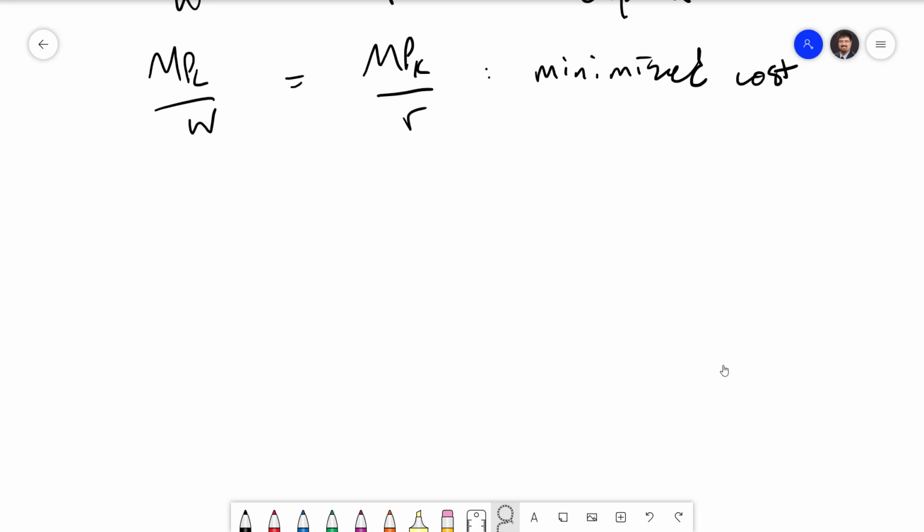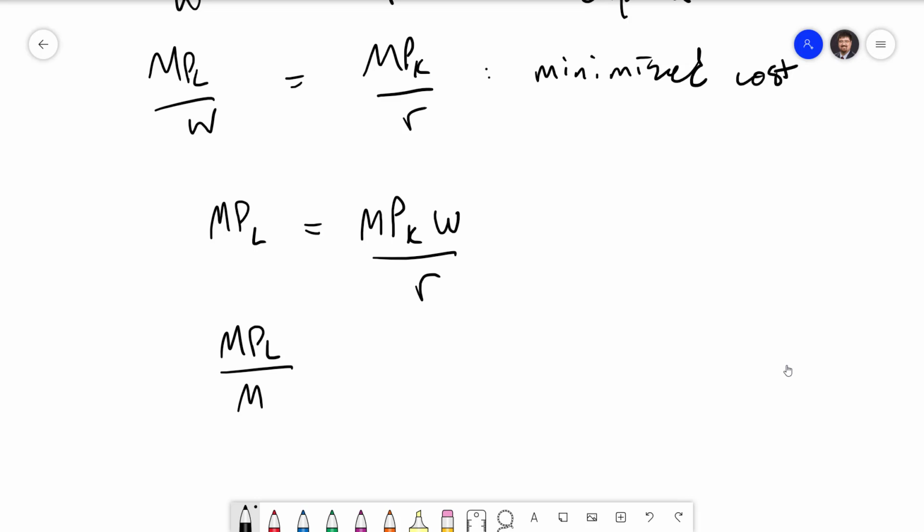So this last equation is one of our conditions for cost minimization. We can do a little bit of algebra on this by multiplying both sides by W. That's going to give us MPL equals MPK times W over R. Then we're going to divide both sides by MPK to get MPL over MPK equals W over R. This condition is the marginal rate of technical substitution equals the ratio of the input prices. This should look pretty familiar because it looks very similar to the condition that we had for utility maximization.